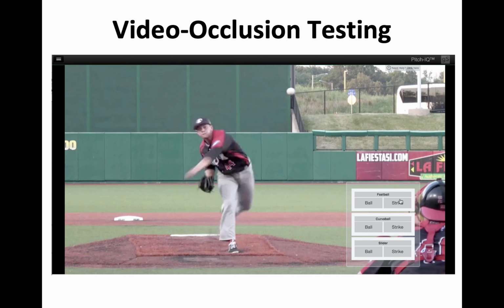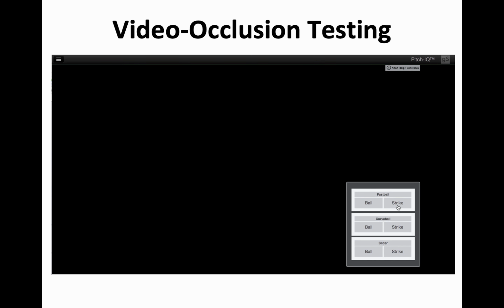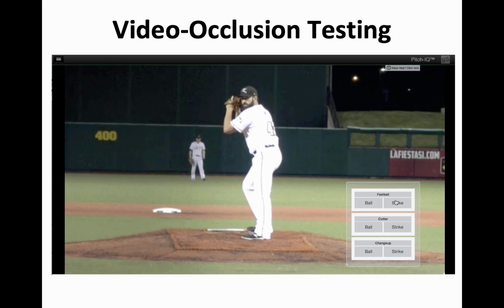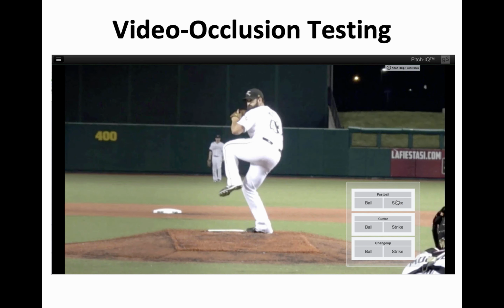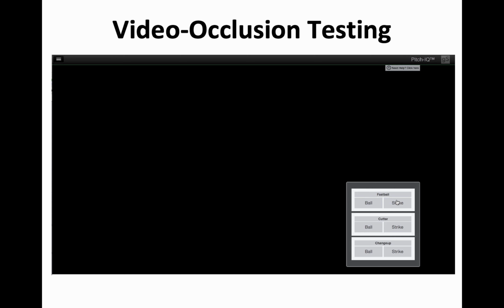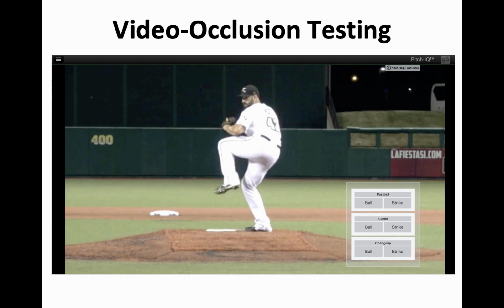Now, you'll notice that there is no feedback. You'll also notice that pitches are cut off at different places. There are 4 different pitchers in this test, 56 total pitches. It takes 5 minutes, and the scores are then benchmarked against minor league hitters who've taken the same test.